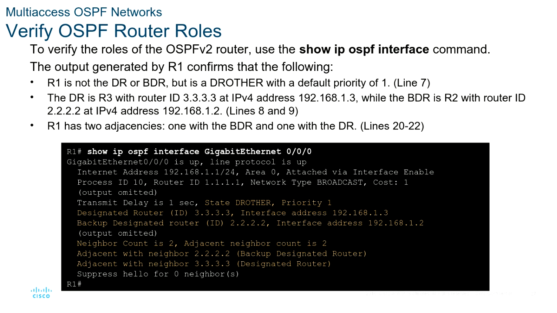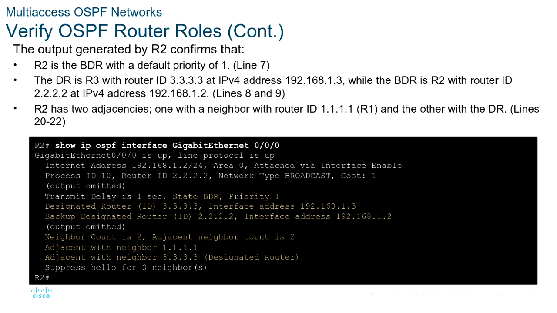So this tells you it's up and up, and what the IP address is. And it tells you that this particular one, R1, wasn't a backup designated router or a designated router. He was a DROther. He was neither one of these. And this statement tells you that this one checks for that. So router 2 is the backup designated router because he had the second highest address. Router 3 is the designated router.